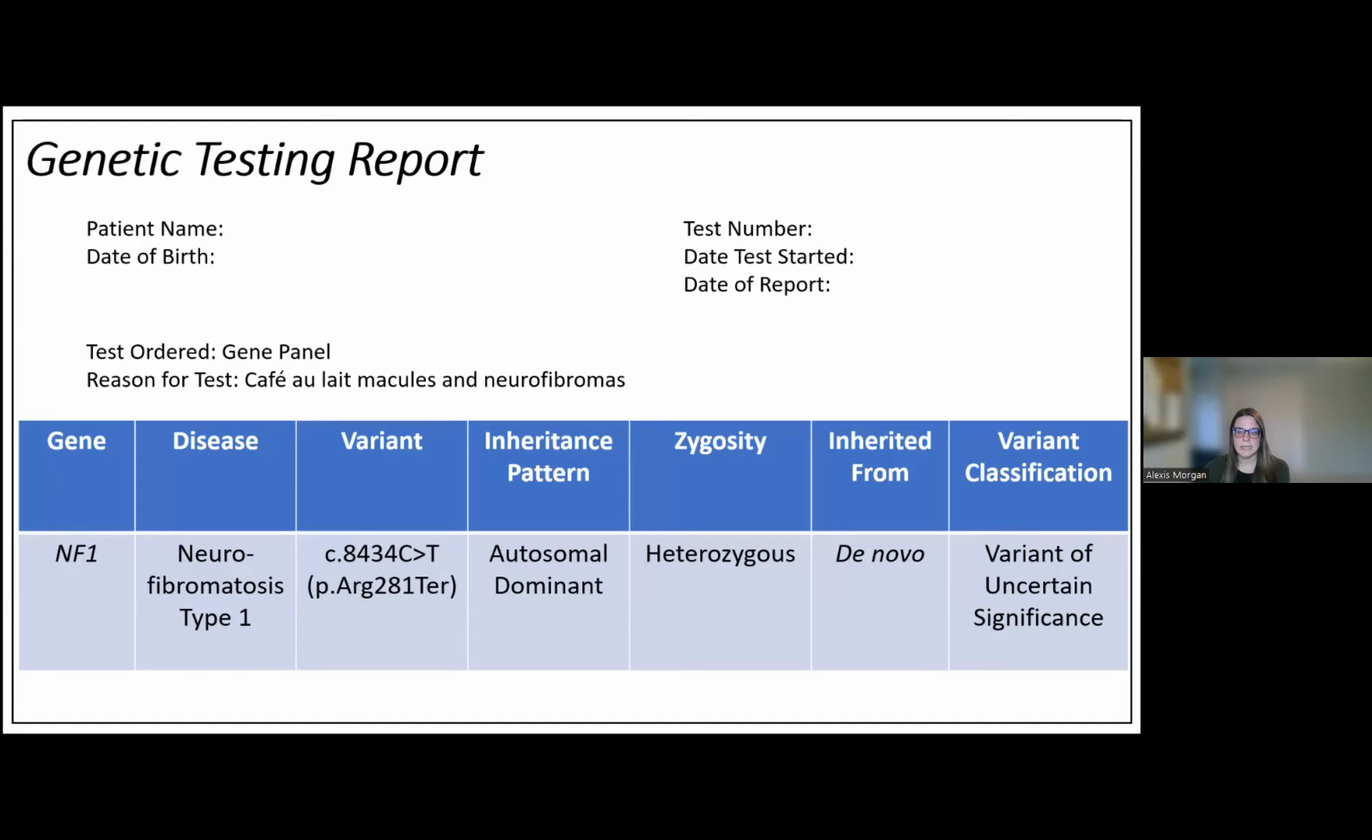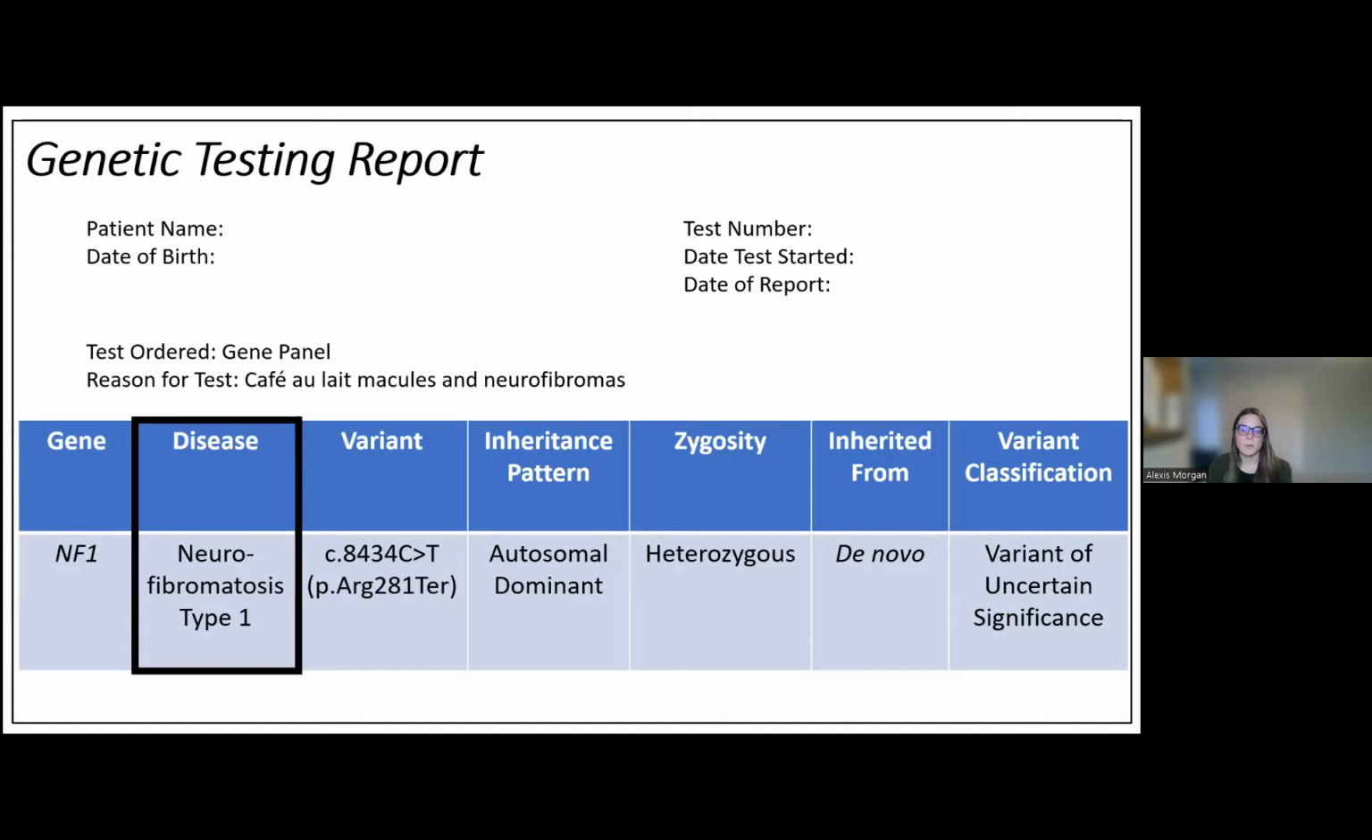In this example sequence report, again, this is meant to look similar to most sequence reports, and we're going to review what each part of this means. These reports will mention the gene that was identified to have a sequence variant. So in this example, the gene is NF1.